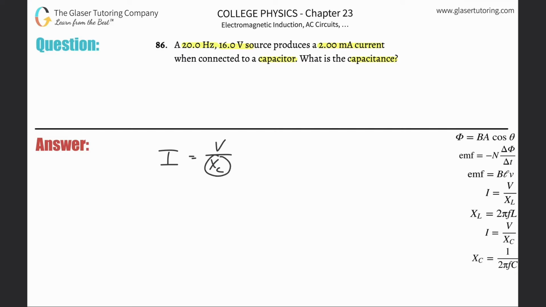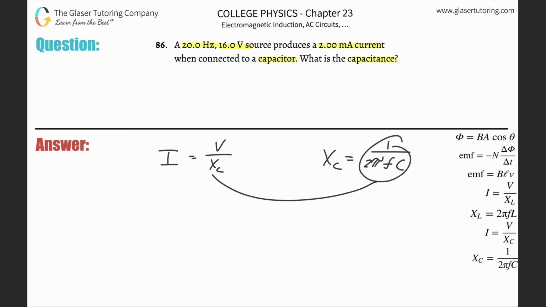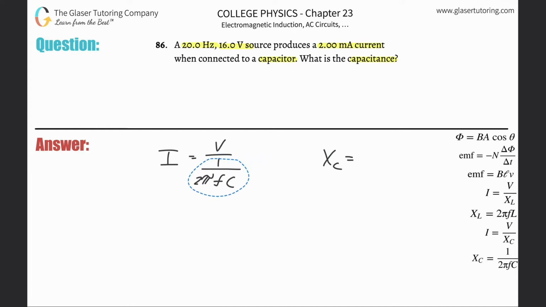So we now have to think about how reactive capacitance is related to capacitance. Oh, right, the formula down here. It says that the reactive capacitance is equal to 1 divided by 2 pi times the frequency of oscillation multiplied by the capacitance. So we can substitute this in for the reactive capacitance. Erase that and plug it in like this.